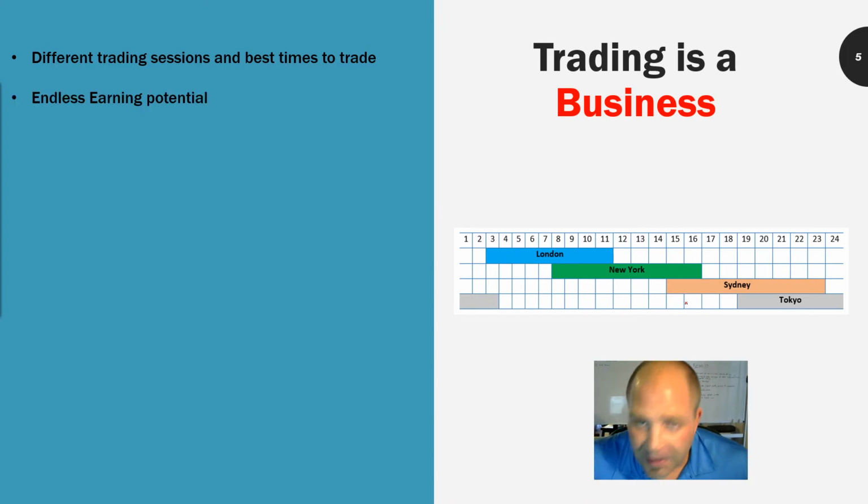Well, I jumped ahead. Okay, so trading is a business. It's a business that has very little overhead, as we discussed, and it has endless earning potential. That could work both ways. You can't really say endless loss potential, but you can take some substantial losses, just like in any other business if things go wrong. But you can have endless earning potential.